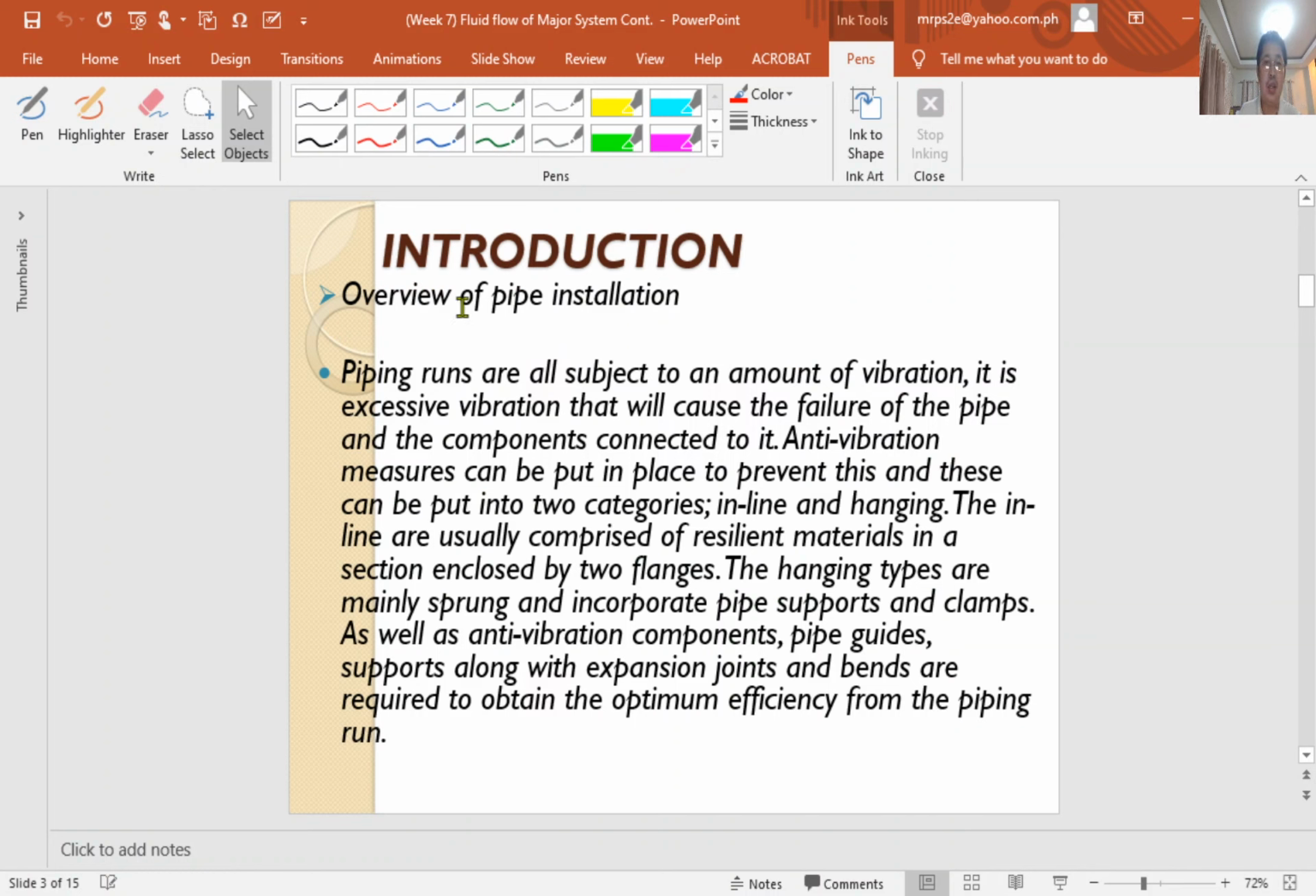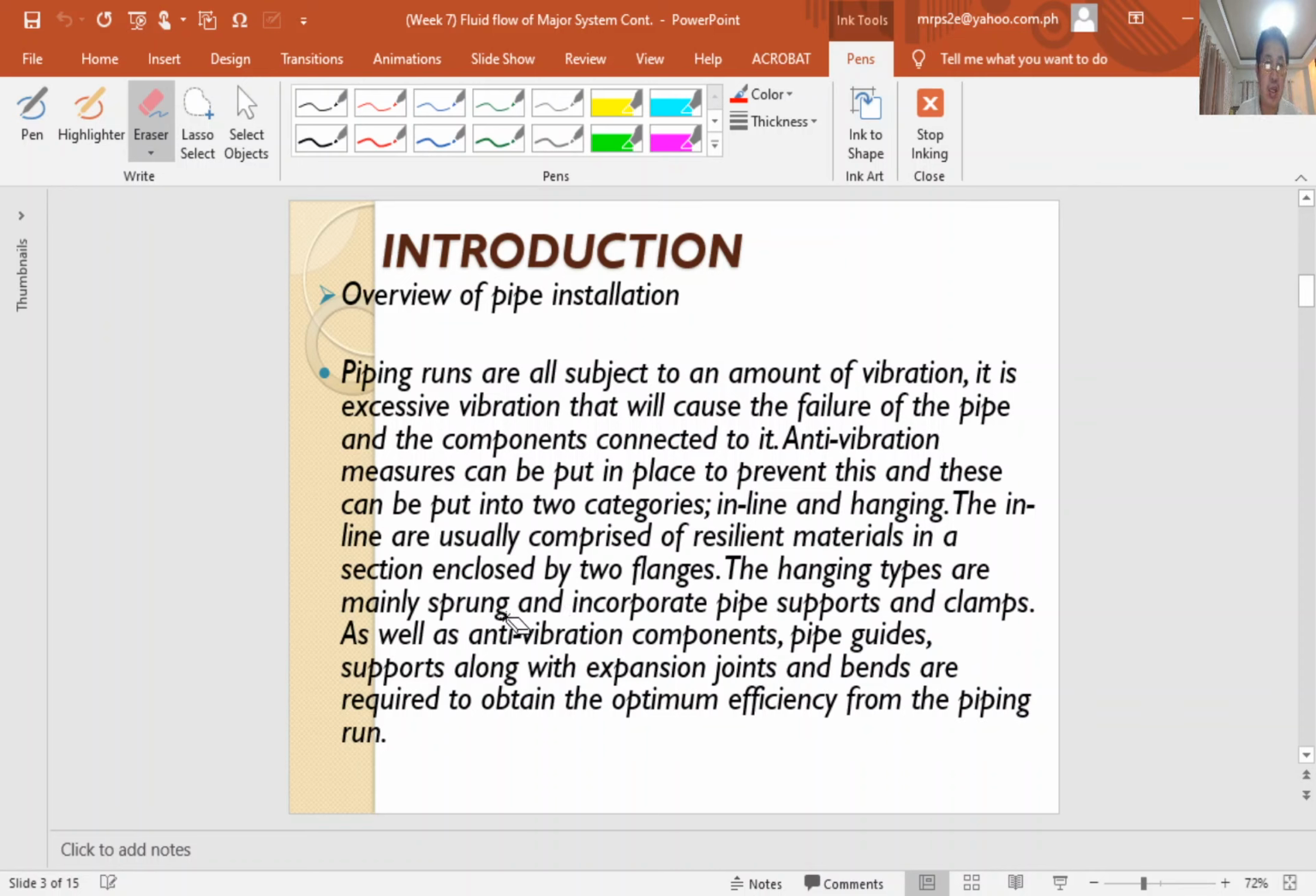So we have here the introduction, overview of pipe installation. Piping runs are all subject to an amount of vibration. It is excessive vibration that will cause the failure of the pipe and the components connected to it. Anti-vibration measures can be put in place to prevent this, and these can be put into the categories inline and hanging. The inline are usually comprised of resilient materials in a section enclosed by 2 flanges.